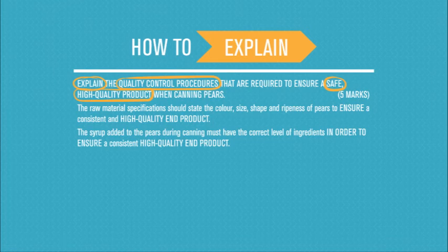Have we addressed all of the question though? At this stage, we've only looked at high quality. We haven't really broached safety. So that's part of the question as well, because we have to make sure that our food products are safe. So let's think of an example now that shows safety.